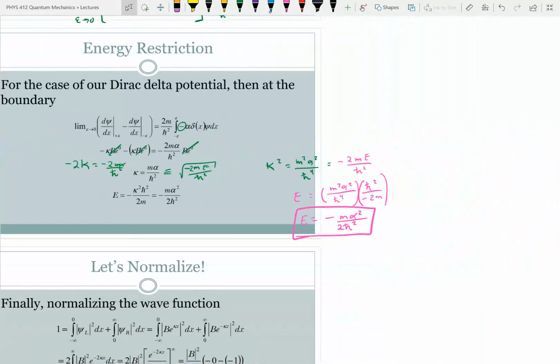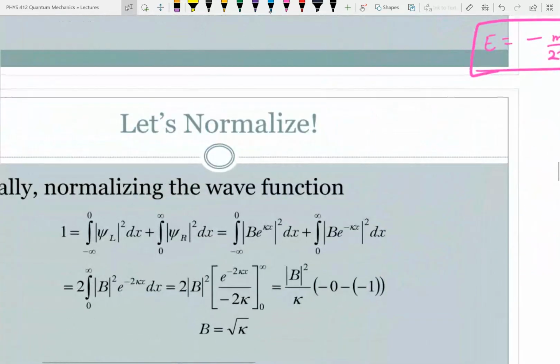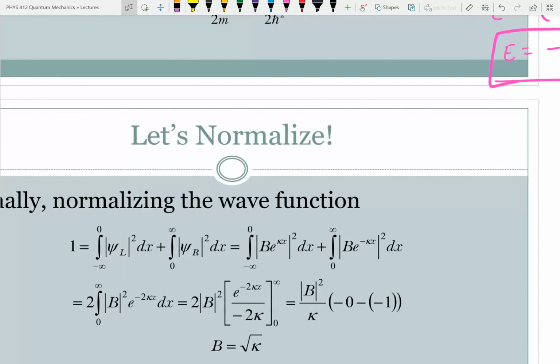Last thing we have to do is to normalize. So to normalize this, remember the normalization condition. That was the integral of psi star psi from minus infinity to plus infinity. So I had two different regions, the left region and the right region. And so I have to break it into two integrals, one from minus infinity to 0, psi of the left, plus the integral from 0 to infinity, psi of the right.